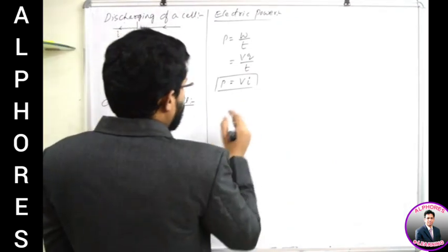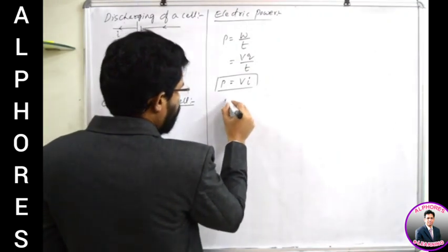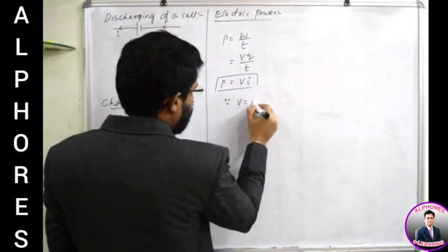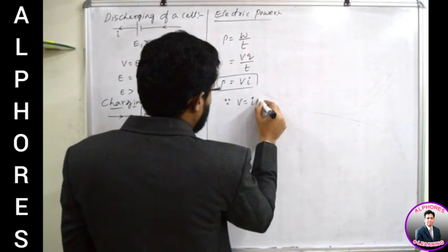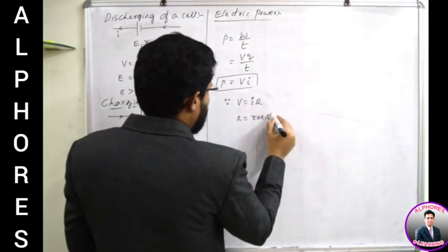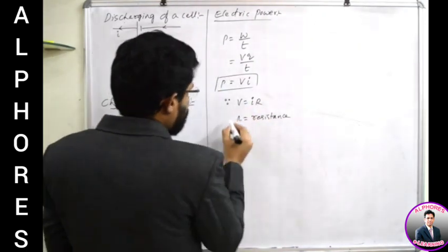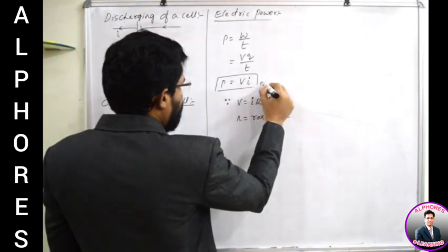Okay, so if you want, you can modify this further. For example, according to Ohm's law, what do we have? V is equal to I into R, whatever this R is, the external resistance connected in the circuit. So I can replace V with IR.